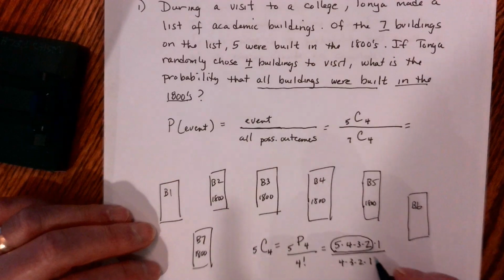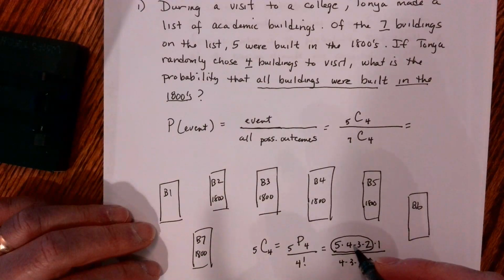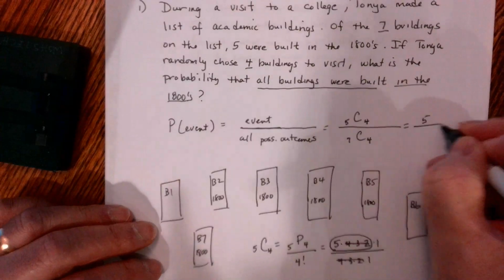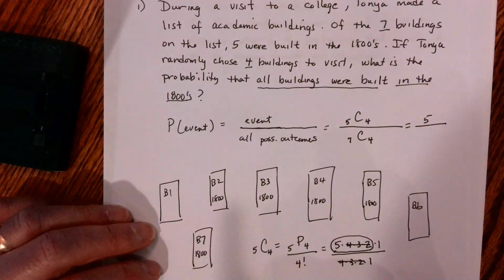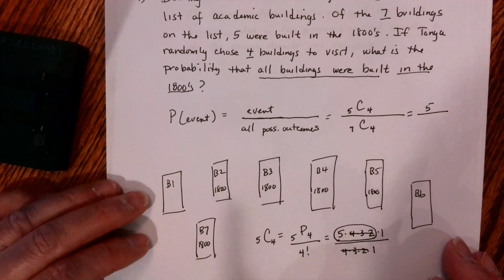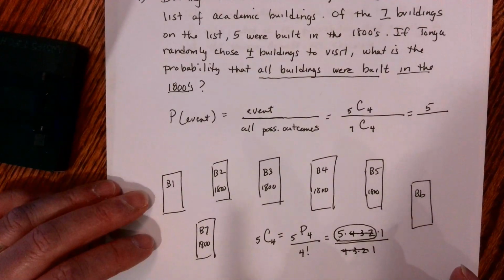Okay? In which case, the 4 and the 3 and the 2 are going to disappear, and we're simply going to be left with 5. So therefore, the event has a chance of 5 here. All right? So that's the value of that possible event happening.